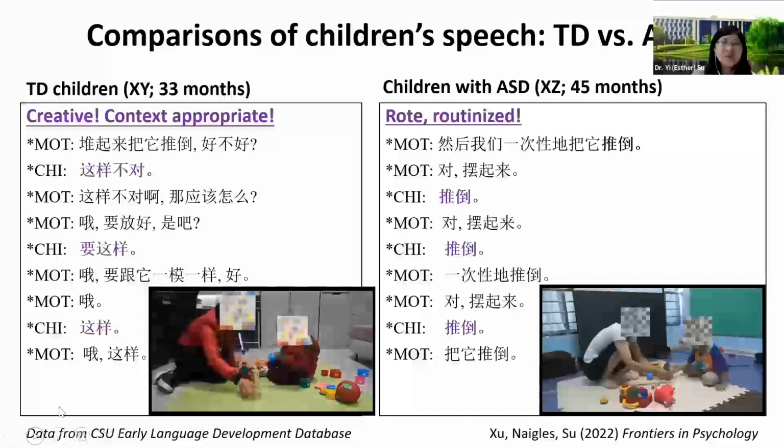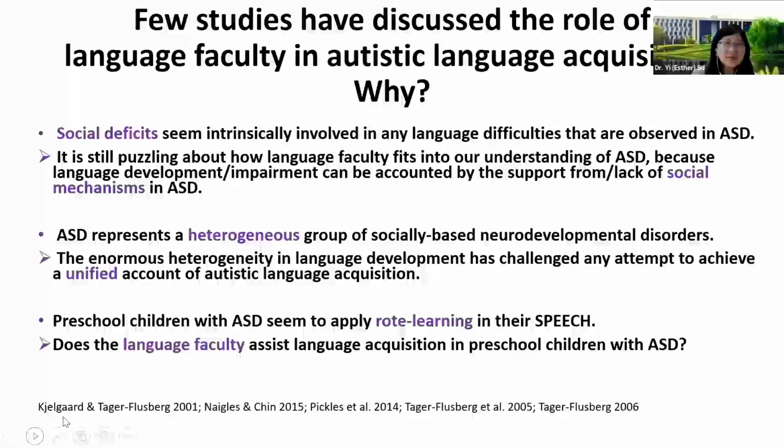I think there's another reason why few studies have discussed the role of the language faculty in autism language acquisition. When we look at the speech data, especially from preschool children with ASD, they seem to apply rote learning a lot in their speech. So we may have the question about whether the language faculty really assists language acquisition in preschool children with ASD.